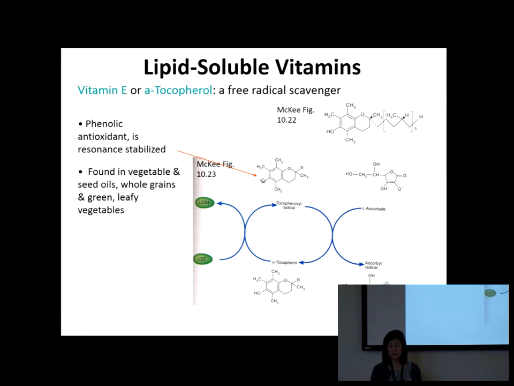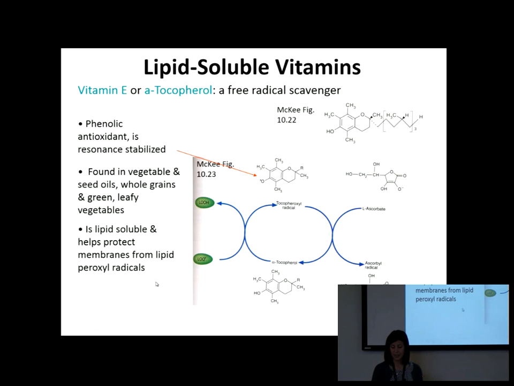So what happens is it gets passed on to a water soluble vitamin called ascorbic acid, which is vitamin C. Vitamin C, very good. So what happens is the free radical then gets passed on to vitamin C right here, and then we can pass it out in our urine. So very good.